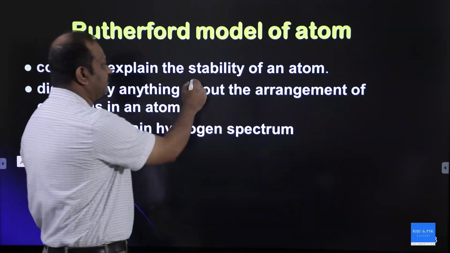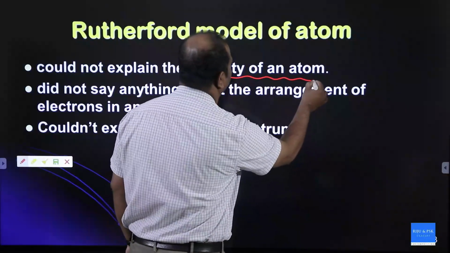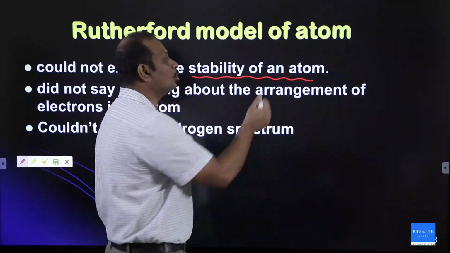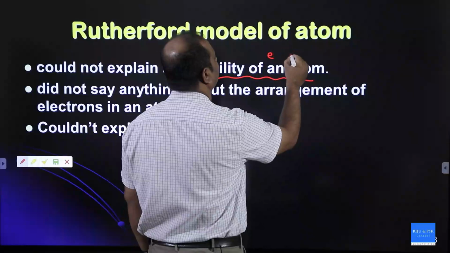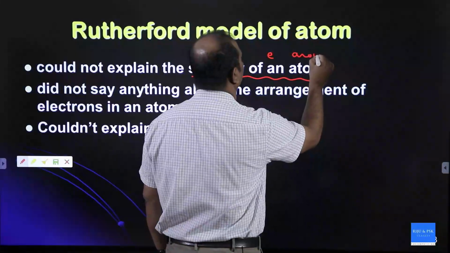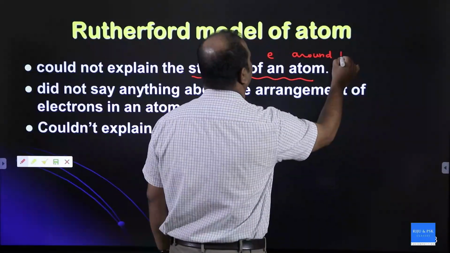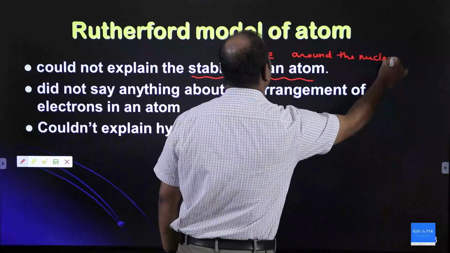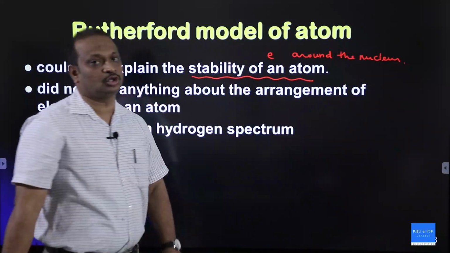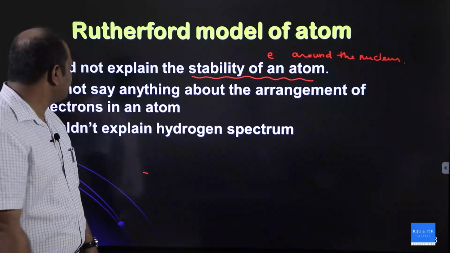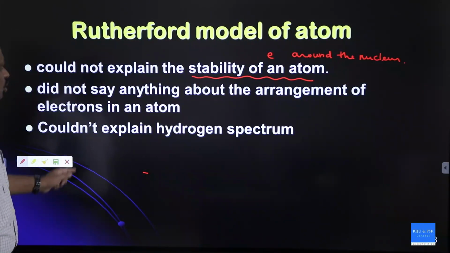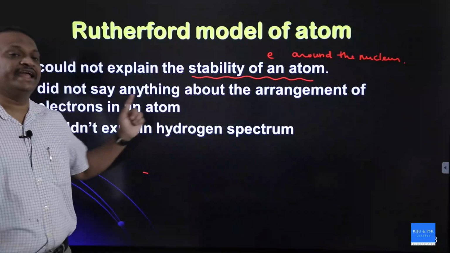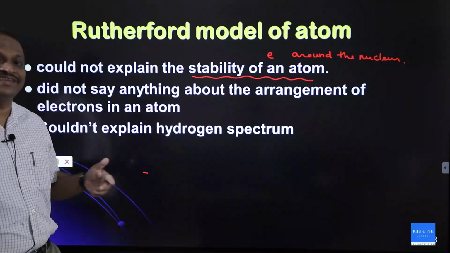Actually, you need to read it like this: stability of electron around the nucleus. That couldn't be explained by Rutherford. First drawback. Second drawback, he did not say anything about the arrangement of electrons in an atom.